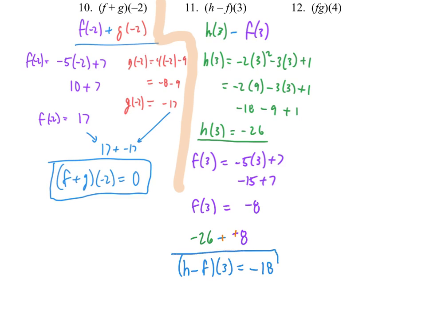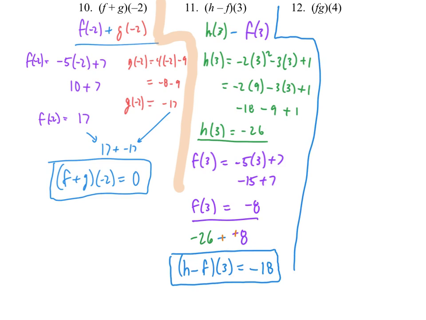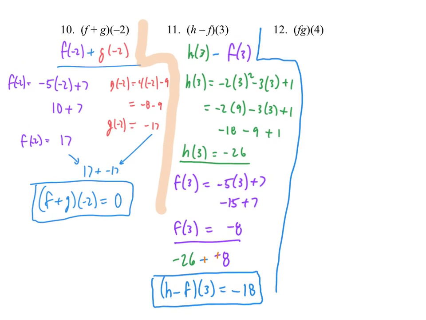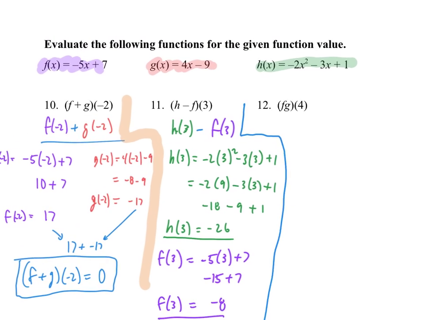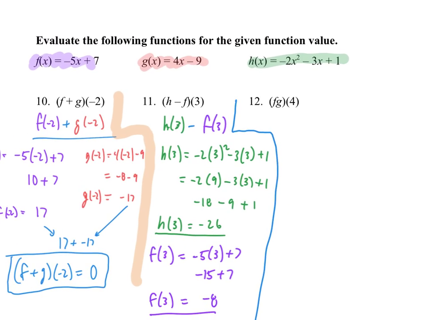So when I figure out what h of 3 is, and then I figure out what f of 3 is, and then I subtract them, I get negative 18 as my answer. So there's, again, the two answers, the h of 3, and then the f of 3, and then the difference of those two things. All right, the last one of these kind of random problems. We're going to look at a word problem as the very last thing we do.